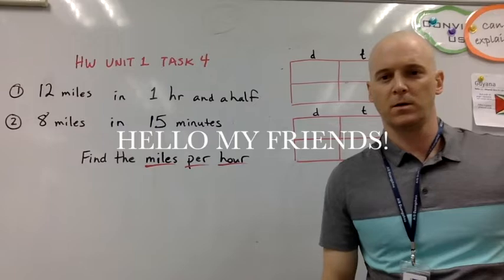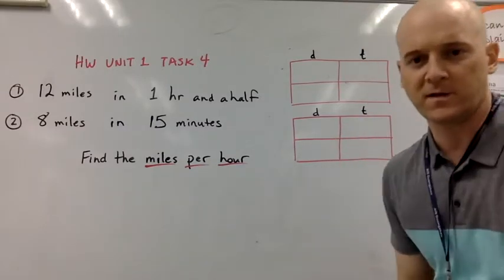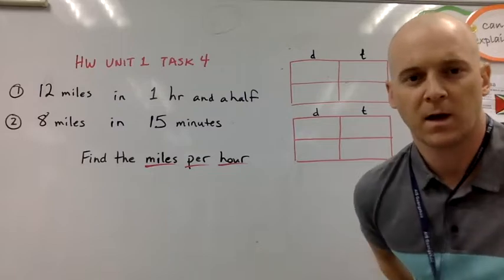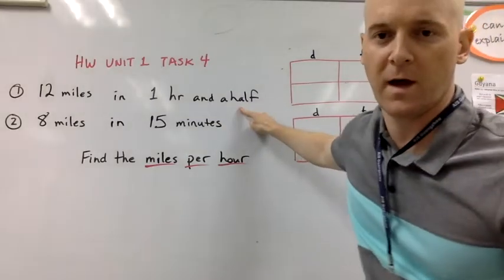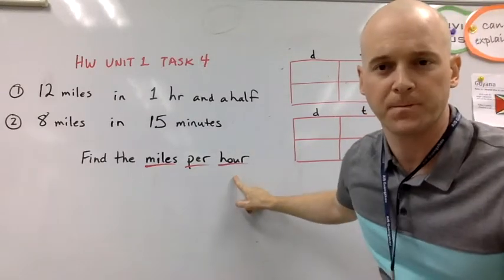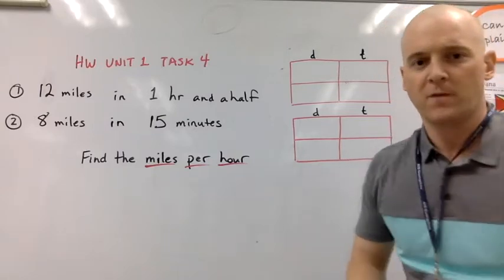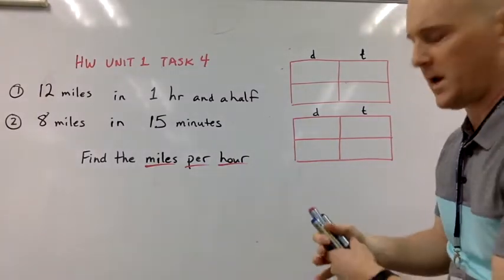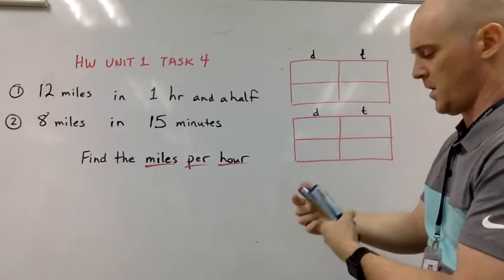Okay, Unit 1, Task 4. You've got problems like this on the homework that say 12 miles in 1 hour and a half. Your task is to find the miles per hour. So we need a unit rate for the speed. Okay, so 12 miles in 1 hour and a half. Let's do that one in this box here.